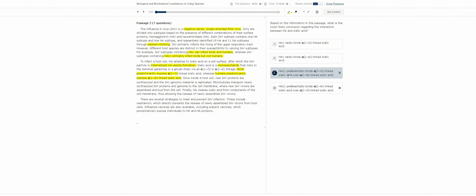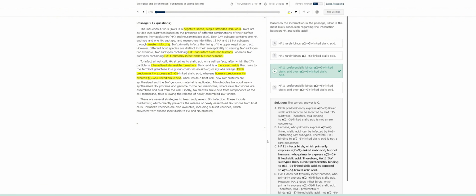I like this answer. It makes a lot of sense because 2,3 is for birds and 2,6 is for humans. So I like C, and we'll hold on to that for now. Let's look at D. It's the same thing as C, but flipped the other way around. It's basically saying that this subtype virus likes to bind to humans over birds. But they said it infects birds but not humans, so D is not a good answer, and C is the correct answer. And that was the final question for passage 2.